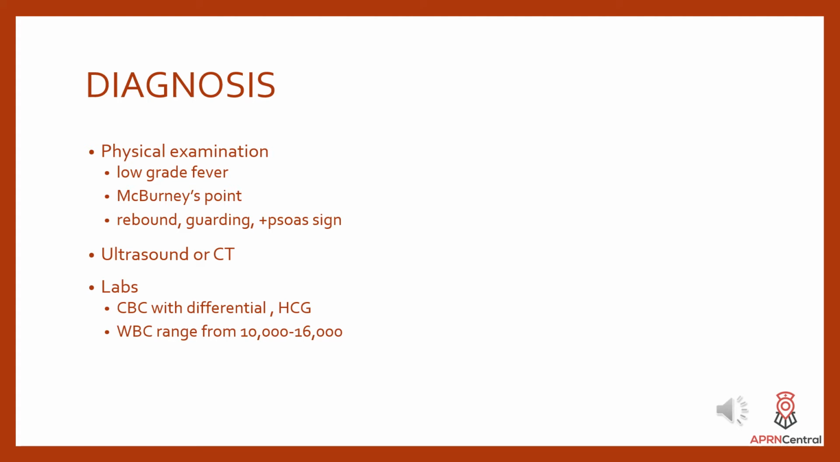Labs that you may order often will do a CBC with differential. You'll see that the white count usually ranges between 10,000 and 16,000. You may see bands and a neutrophil shift that will indicate that this has been brewing for a while. That's more a severe infection. You want to rule out a pregnancy. Okay? You want to rule out a urinary tract infection. And I have had a patient that's been pregnant with appendicitis, and I have had a patient that's had appendicitis and a urinary tract infection. So, but you do want to get that pregnancy test confirmed sooner than later.